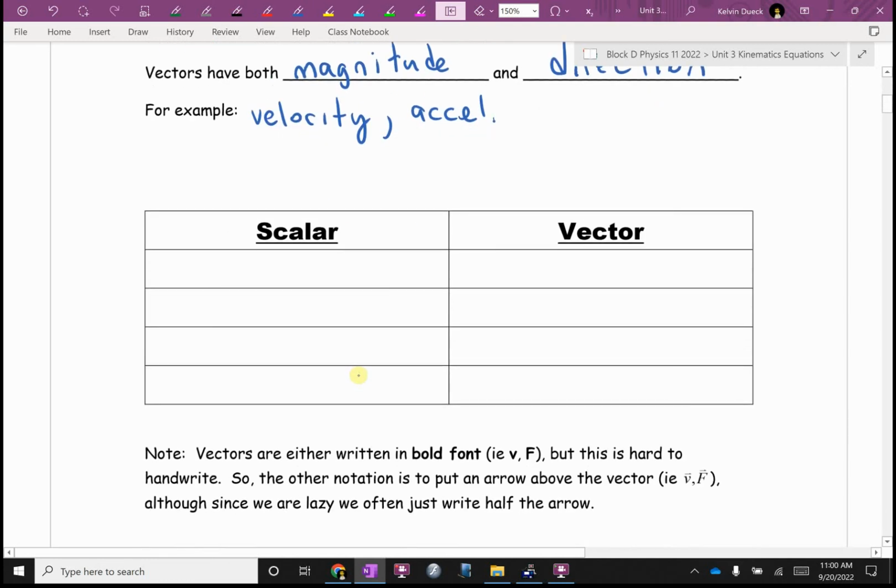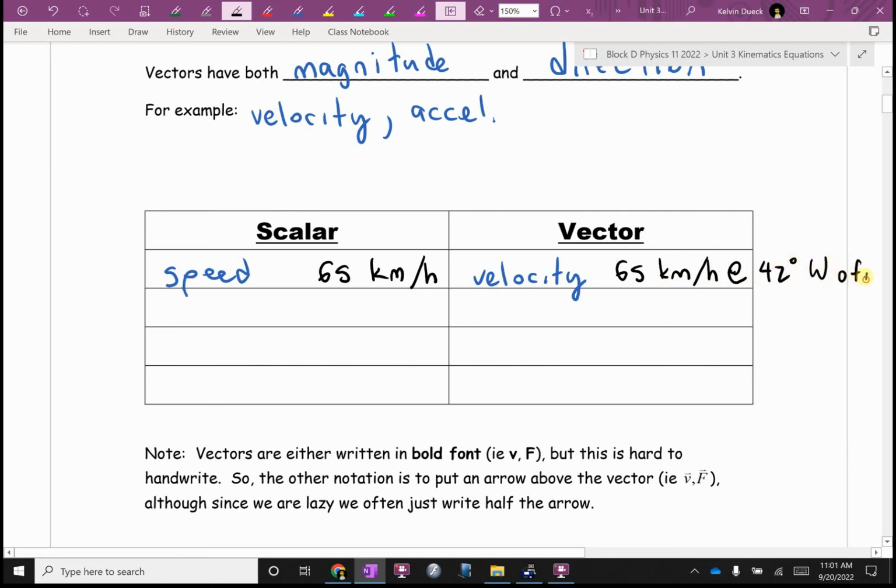In fact, we're going to make a little chart here. The ones we're going to use the most, scalar, speed, vector, velocity. Brian, if you want an example of a speed, 65 kilometers per hour. If you want an example of a velocity, 65 kilometers per hour at 42 degrees west of north.